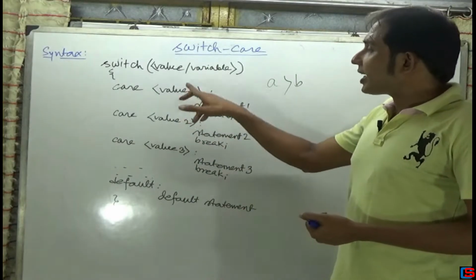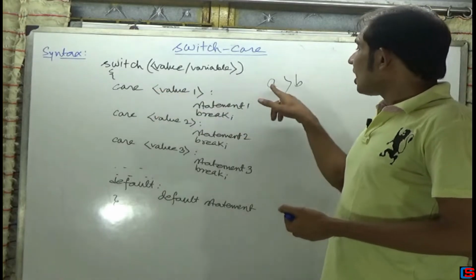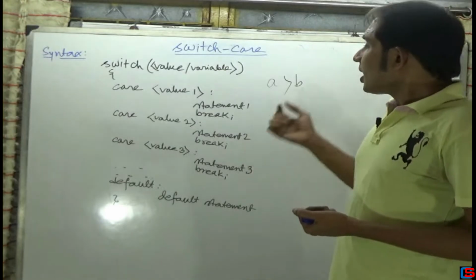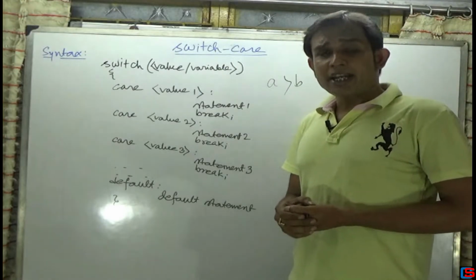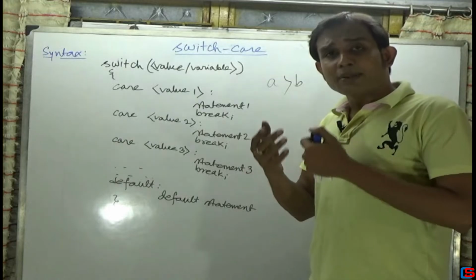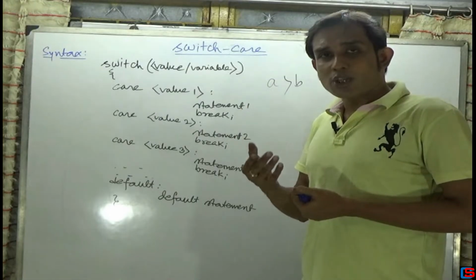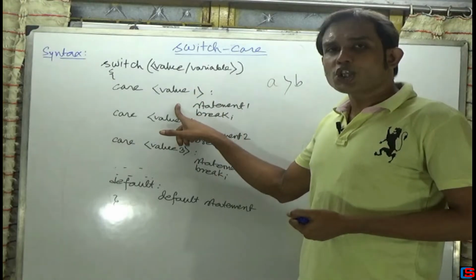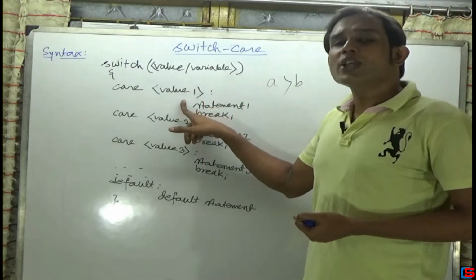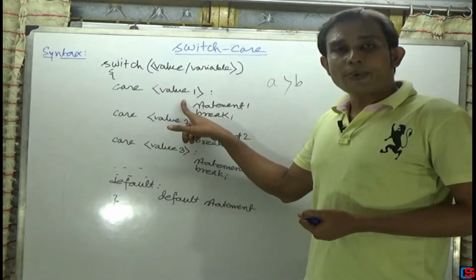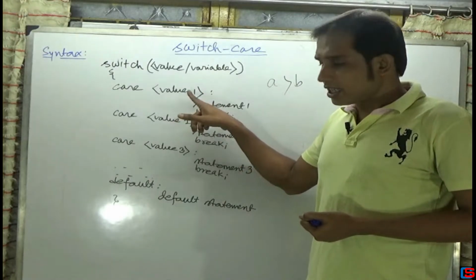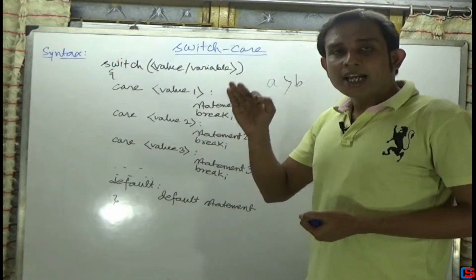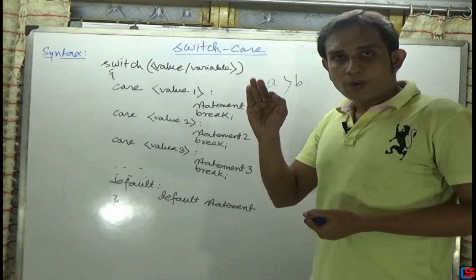Okay, you have to write the direct value. Suppose I write case A or case 1. In an if statement, we can write multiple conditions using the logical AND or logical OR operator, but in a switch case statement we cannot use any kind of logical operator in this value portion. We can only write the direct value.